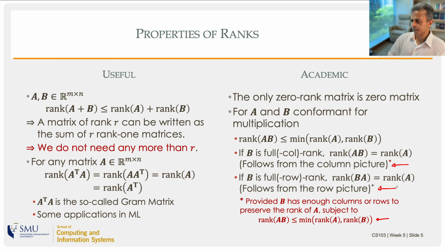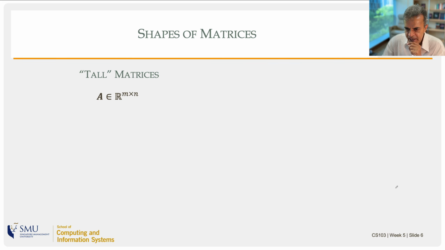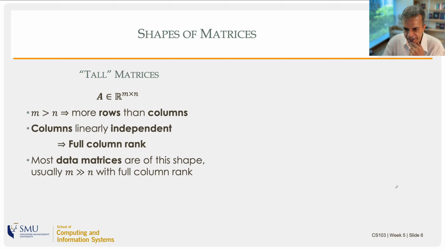Now let's look at the shapes of matrices and what that says about the largest rank they can have. A tall matrix, our favorite shape. We have A in m by n, m greater than n, more rows than columns. If the columns are linearly independent, we call that a full column rank matrix, and we will actually call that a full rank matrix because column rank is the same as row rank. And most data matrices will have full rank for reasons that we expanded on earlier.